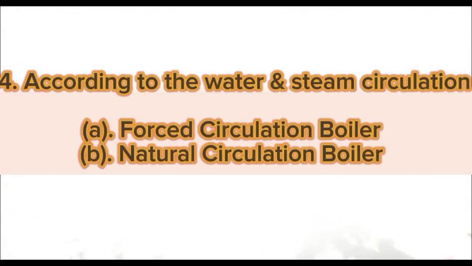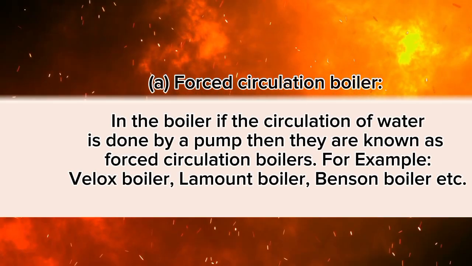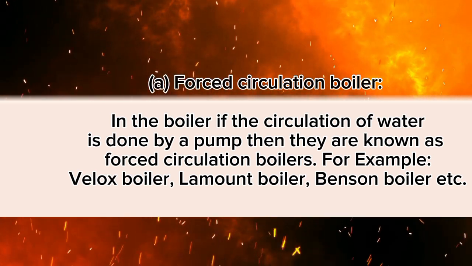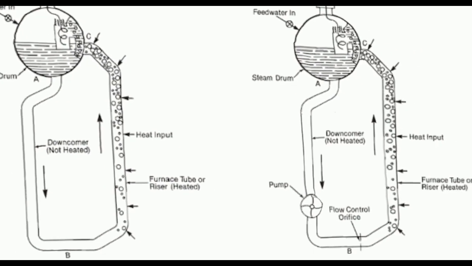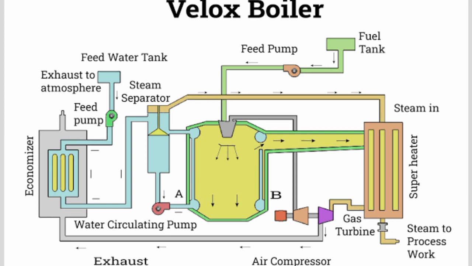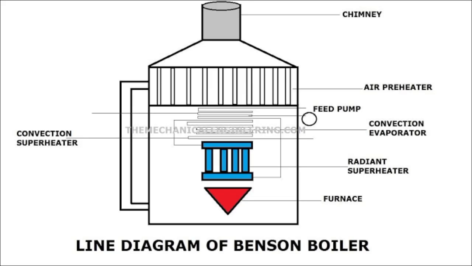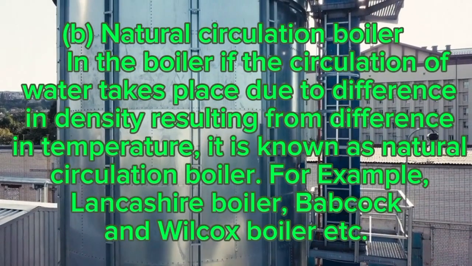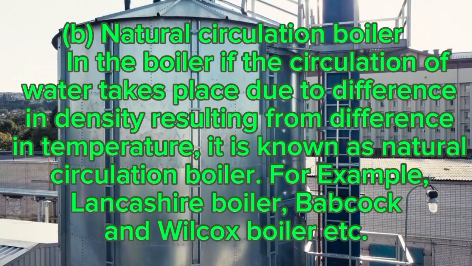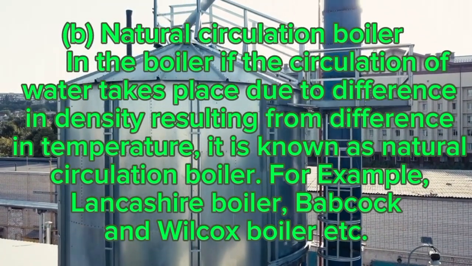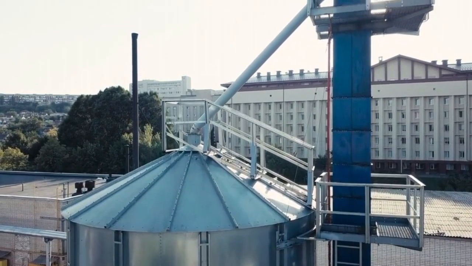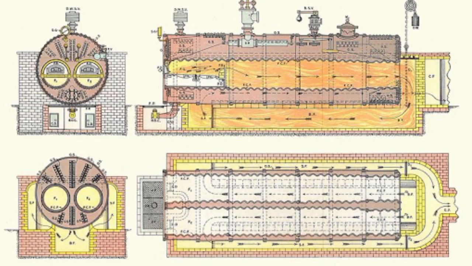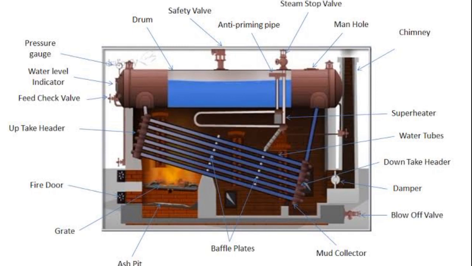4. According to the water and steam circulation. A. Forced circulation boiler, in which, if the circulation of water is done by a pump, then they are known as forced circulation boilers, for example, Velox boiler, La Mont boiler, Benson boiler, etc. B. Natural circulation boiler, in which the circulation of water takes place due to difference in density resulting from difference in temperature, it is known as natural circulation boiler, for example, Lancashire boiler, Babcock and Wilcox boiler, etc.